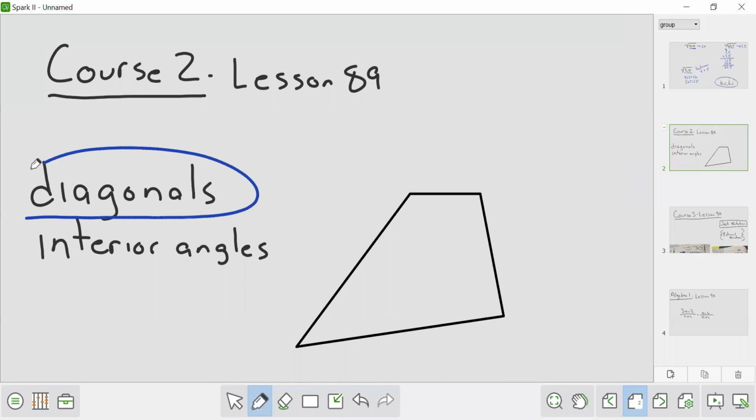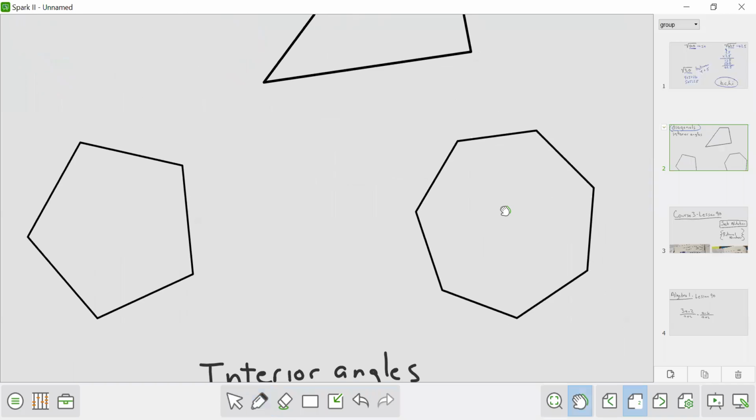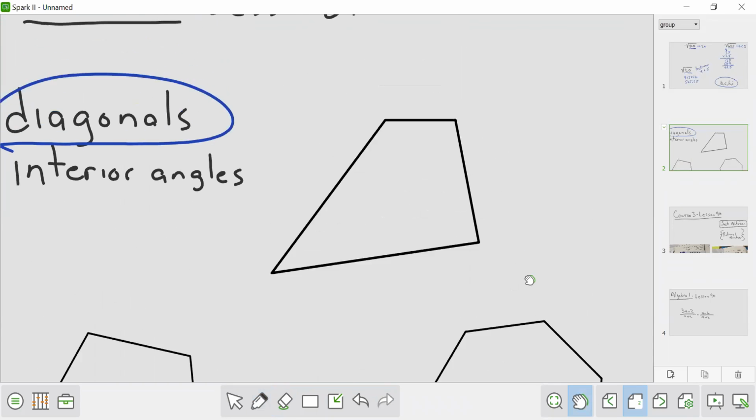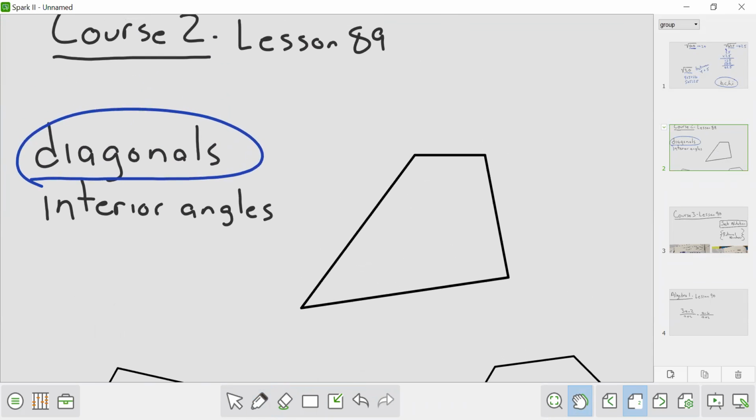A diagonal, when we're talking about shapes, four-sided shapes, all different kinds of shapes, is a line that starts in one corner. How many lines can you draw to create triangles? Well, in this particular shape, there's only one diagonal we can draw, and that separates that shape into two different triangles.